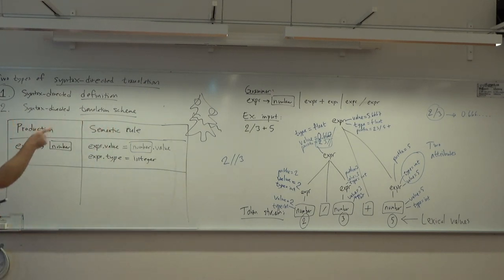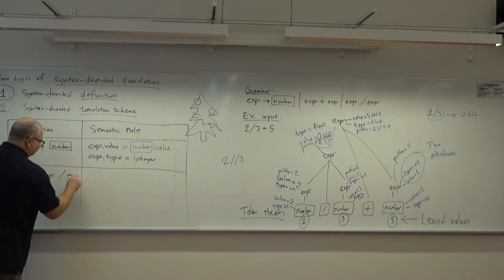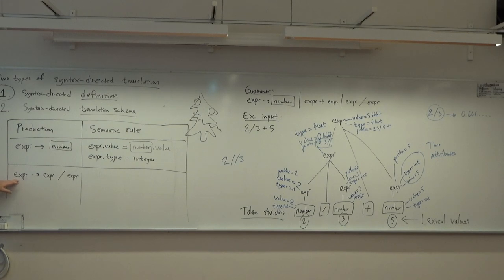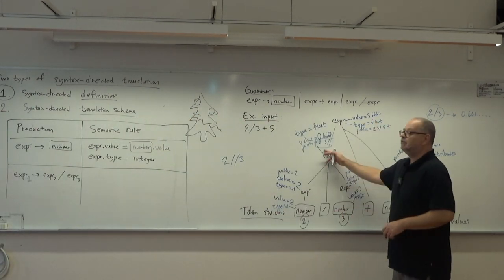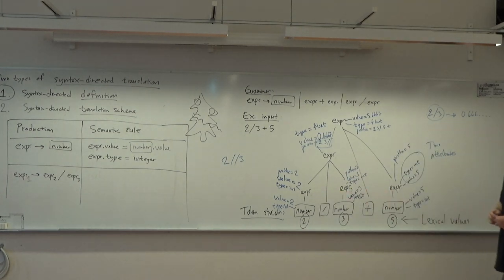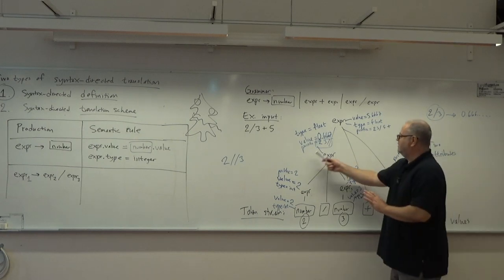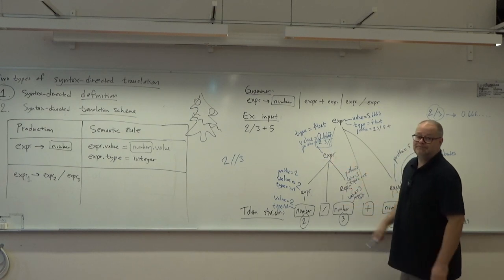Then let's take expression divided by expression. So one expression can be another expression divided by a third expression. So we know which of all these three expressions is which, I will call the first one expression 1, the second expression 2, and the third expression 3. So in this case, where we have division here, this is expression 1, this is expression 2, and this is expression 3. But it's just when we look at the attributes for this node. Then if we had a division again, then this might be expression 2.